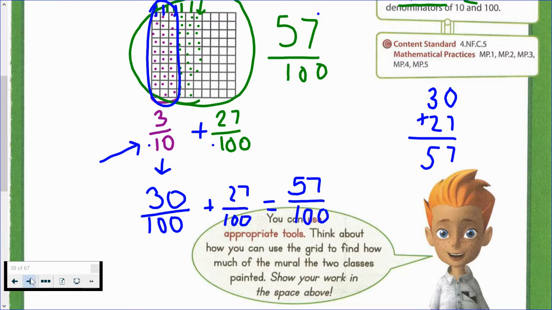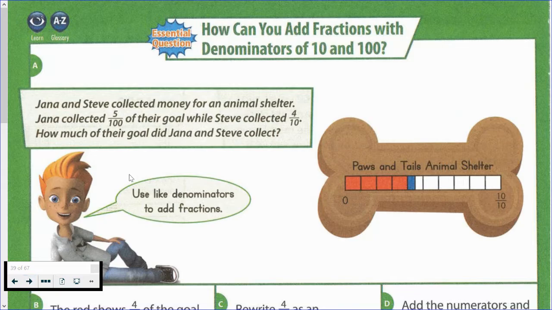So let's continue on and let's take a look at the visual learning page. So what your math book is trying to show you here is that Janet and Steve collected money for an animal shelter. Jana collected 5/100 of their goal.